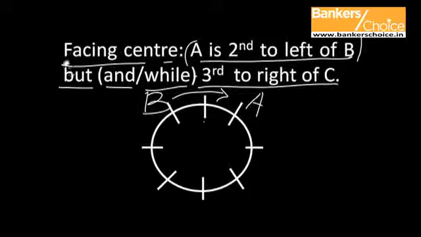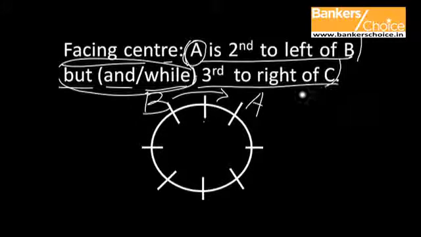Now from the second part of the sentence, but third to the right of C. In such cases, when but and or while is used, the person referred is A again. So I can say that A is third to the right of C. As A is already placed and he is towards right, I can say that A should be in anti-clockwise direction because the persons are facing center. So C can be placed 3 positions away from A, that is 1, 2 and 3.